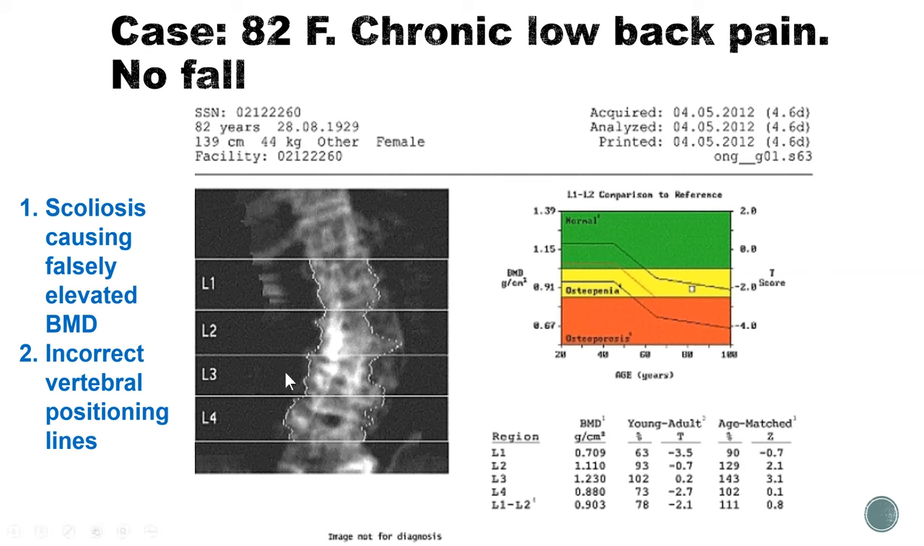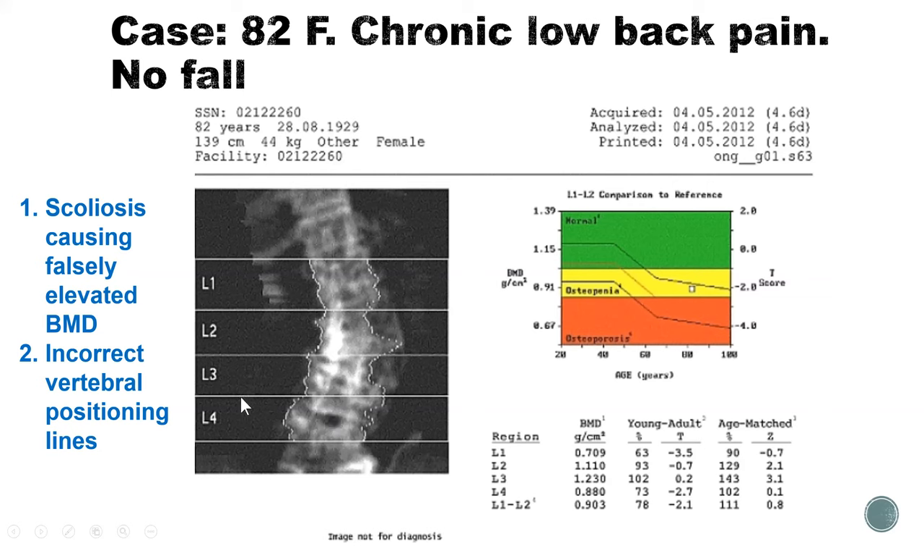First of all, you've got a scoliosis and some degenerative changes, so it's causing a falsely elevated BMD. That's why your T-scores here for each individual vertebra are not quite what you would expect. The other thing is that obviously there's scoliosis, so there's incorrect positioning of the vertebral lines, which of course then makes your bone density measurements even less accurate.